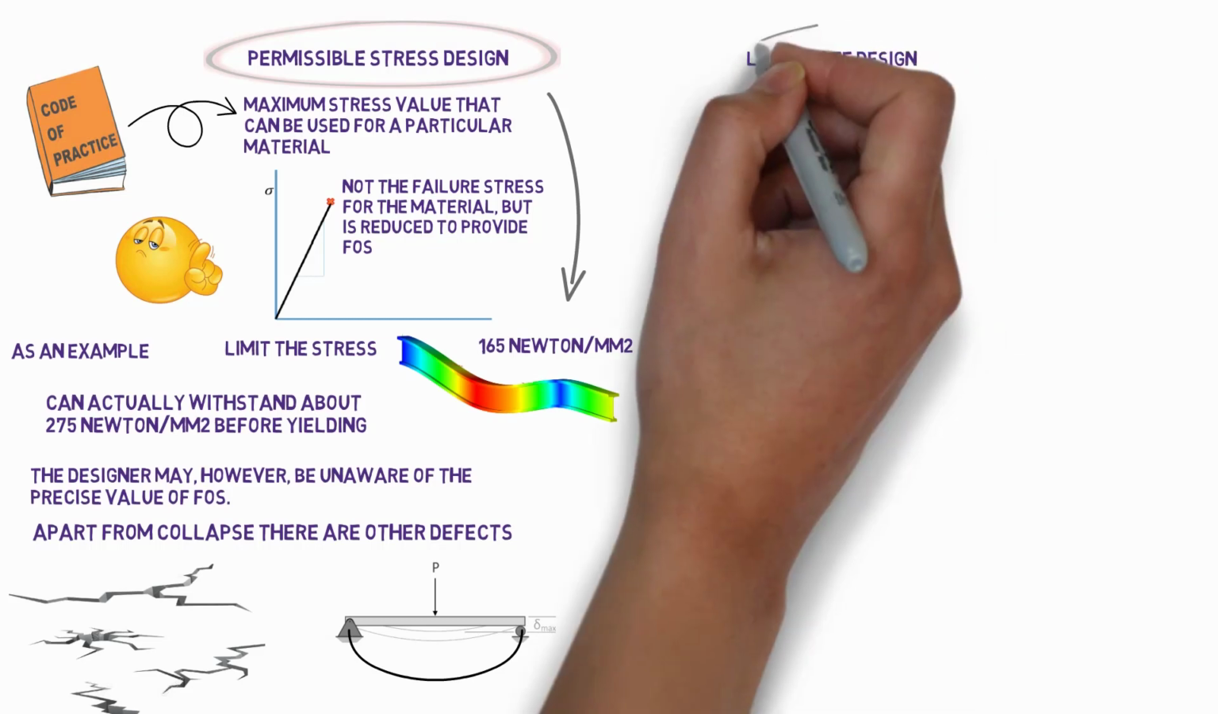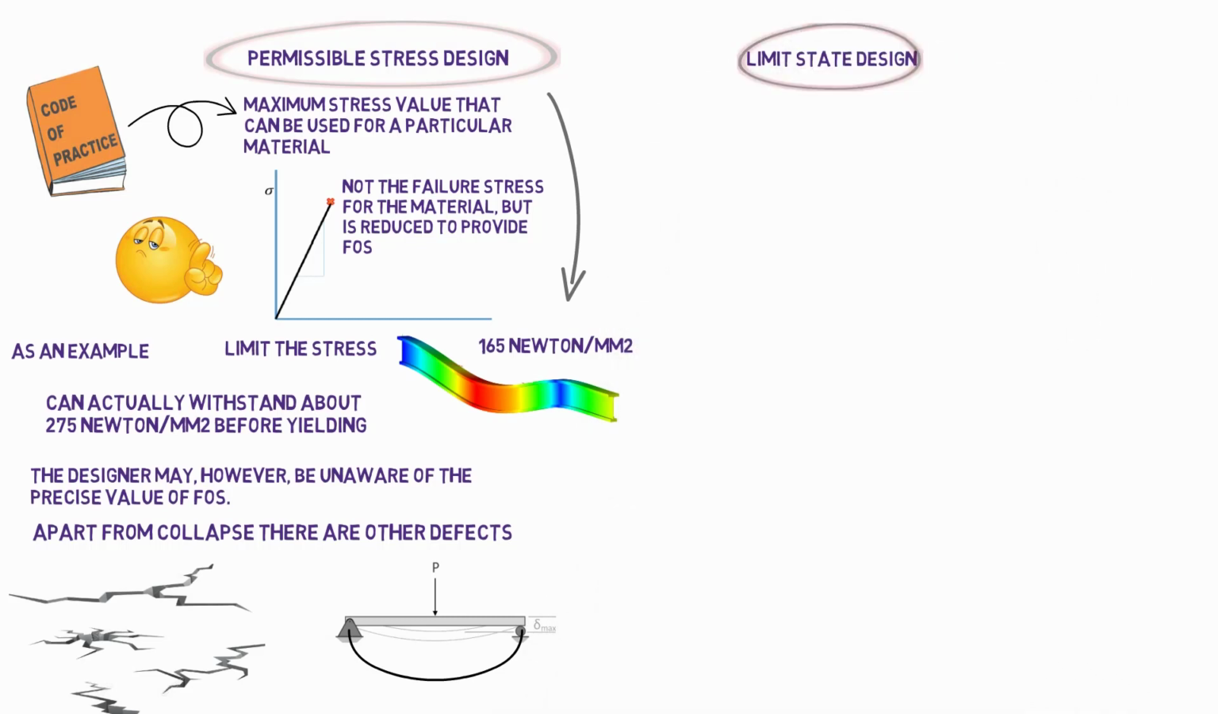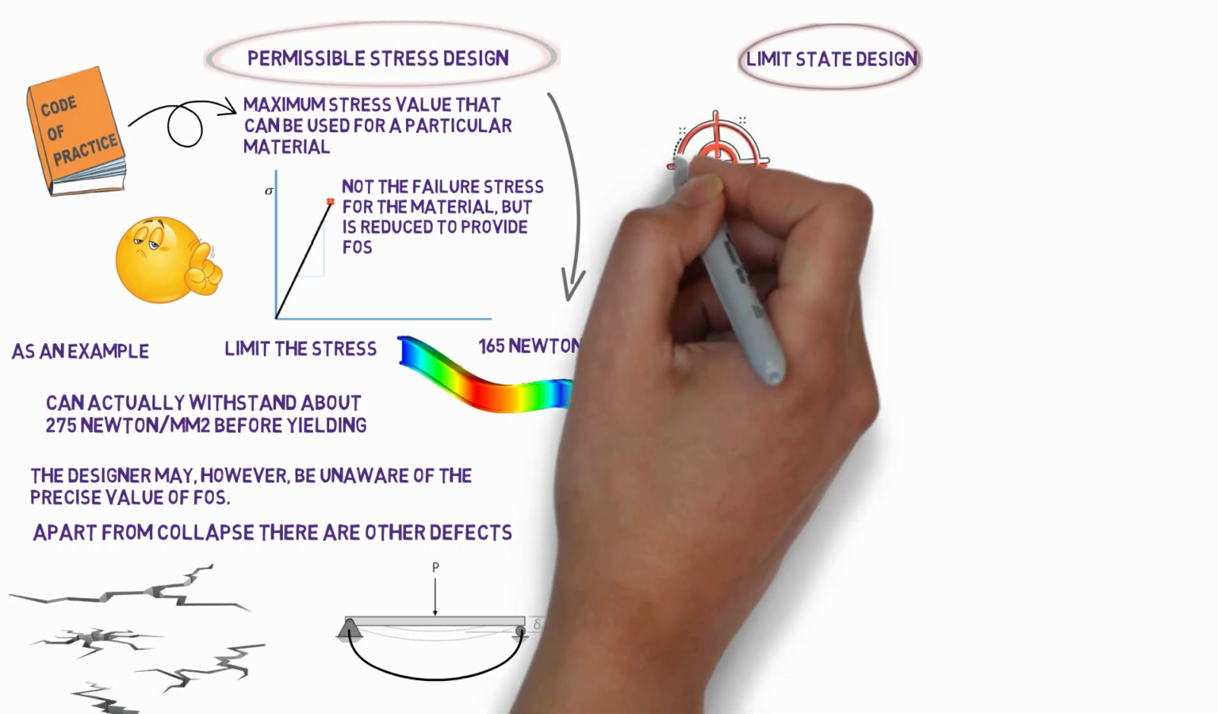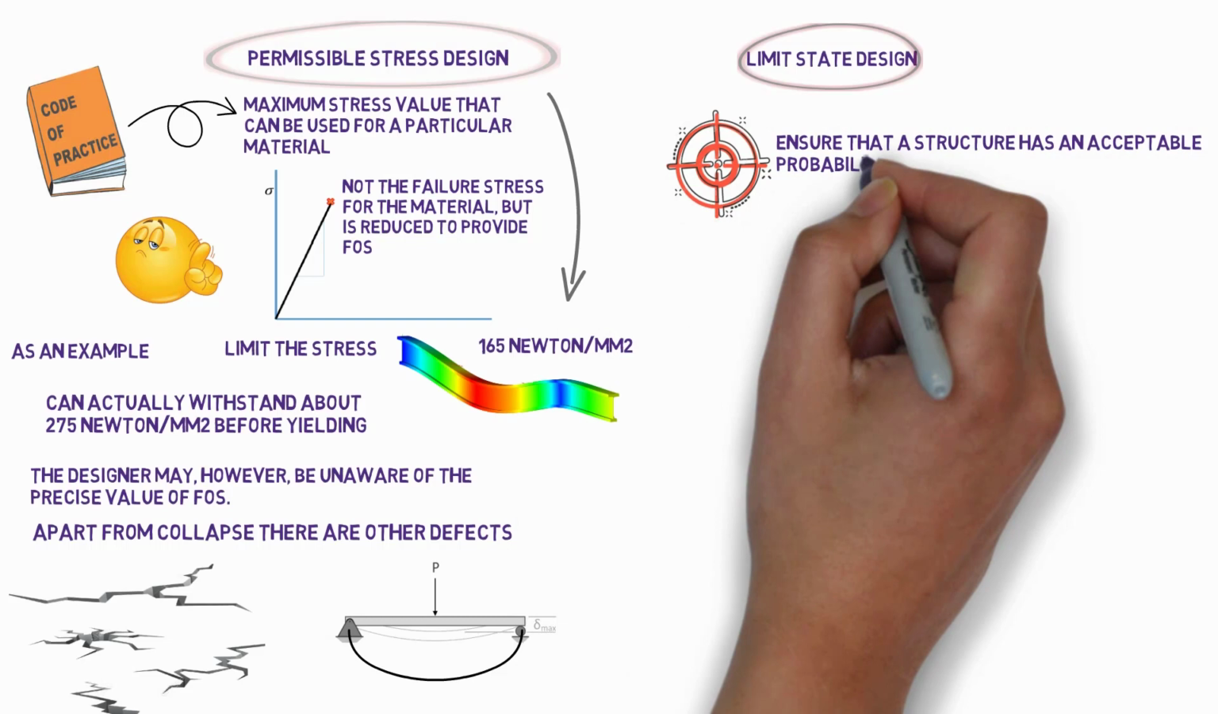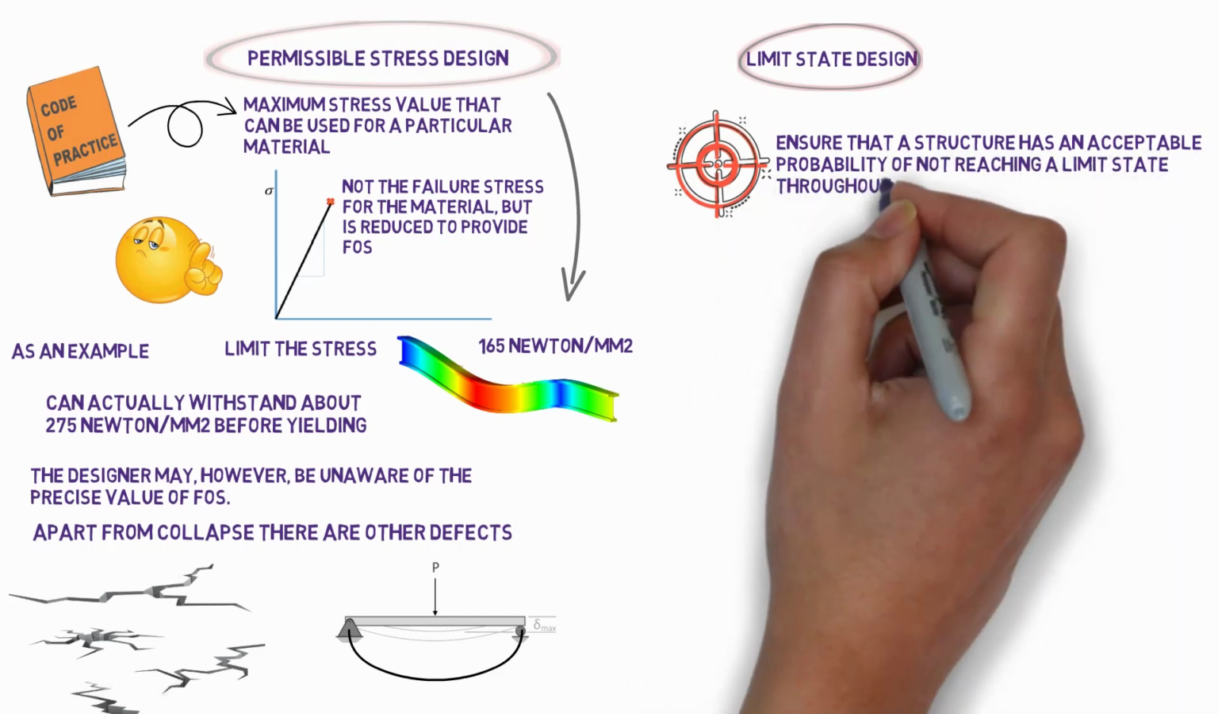Limit state design. This approach is generally accepted throughout the world. The aim is to be clearer and more scientific about the aims of the design process. We have seen how a structure can be in such a state that it is unfit for use, in other words, excessive deflections or cracking. The point at which it is unacceptable is known as a limit state. The aim of the design process is therefore to ensure that a structure has an acceptable probability of not reaching a limit state throughout its life.